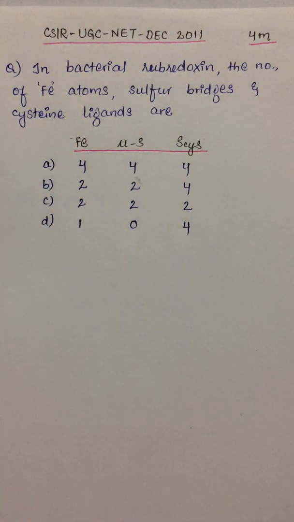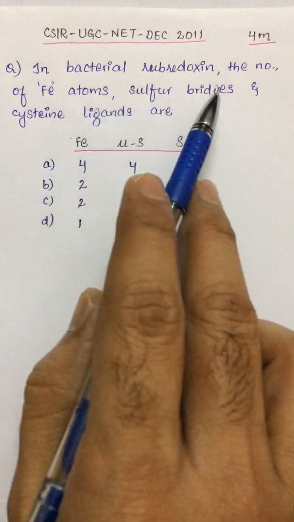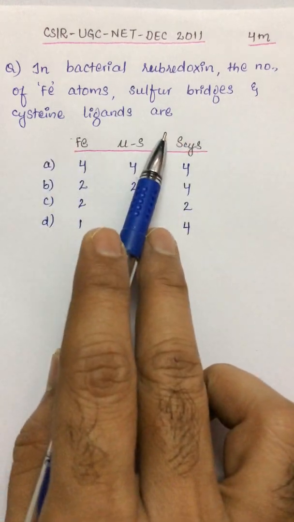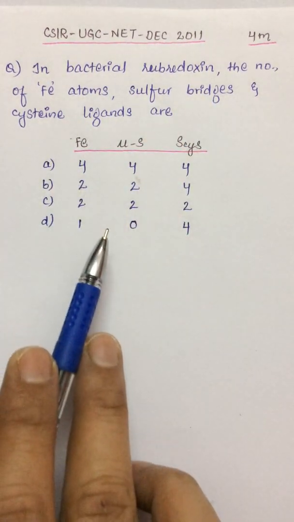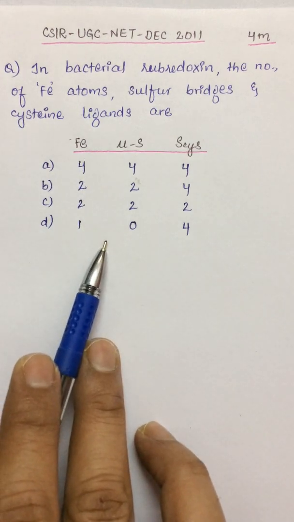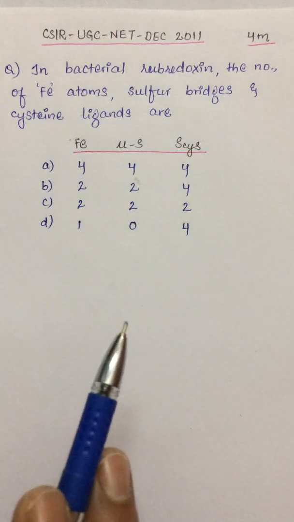So let's begin our journey with a question from Bioinorganic Chemistry that has appeared in CSIR-UGC-NET December 2011 for 4 marks. The question is, in bacterial rubredoxin, the number of iron atoms, sulfur bridges and cysteine ligands are. Options have been given here. So before getting into the question directly, what is rubredoxin? It is an iron sulfur protein.